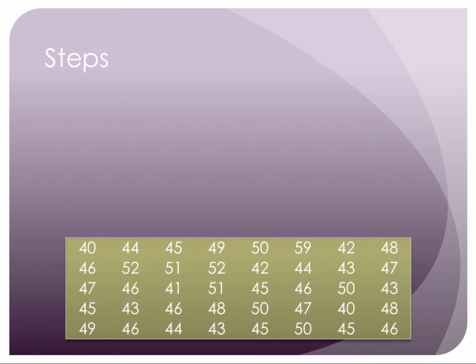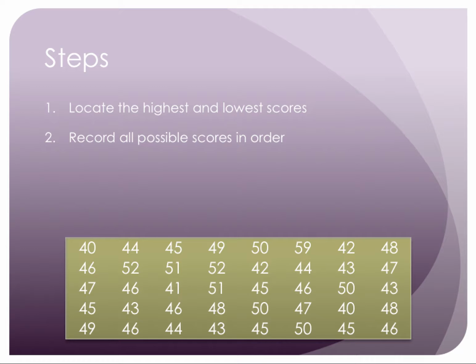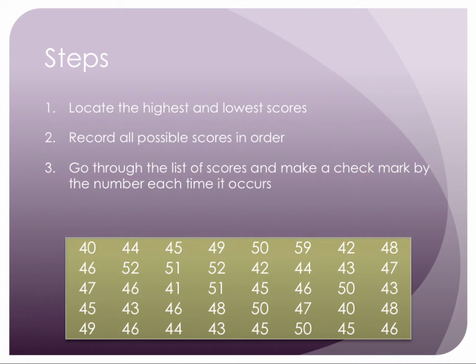So I'm going to give you the steps of frequency distributions, and then we'll go over each of them in turn. So the first thing we're going to do is find the lowest and highest scores from the entirety of the data set. Then we are going to record all of the possible scores in order. We're going to start by doing this vertically. Then we're going to go through the list of the scores and make check marks each time they occur. So if there's a 40, then you're going to make a check mark in your list of numbers on 40 and on the way down. And then we're just going to count up the number of checks to find the frequency.